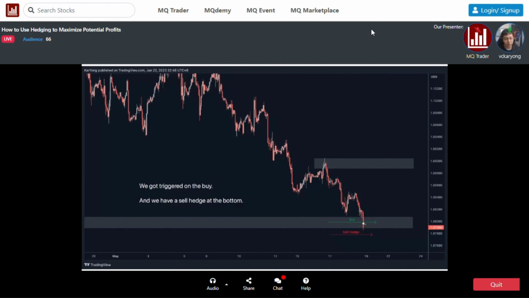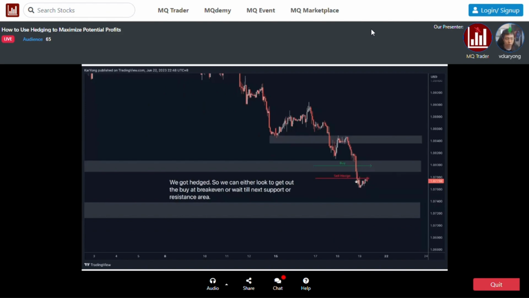Great, we got involved in it. We have a sell hedge below. If price breaks through that sell hedge, we will then get involved in the sell trade. So what happened next is, of course, price just keeps going down. It tagged our sell. So again, it comes back to this scenario where we have a buy, we have a sell, we lock in $100 loss.